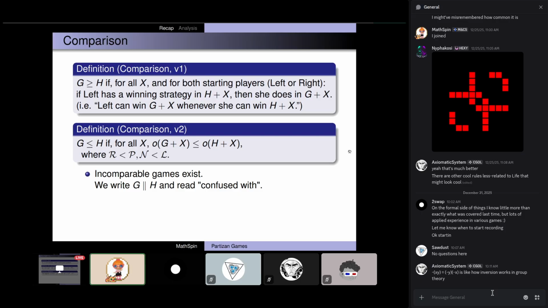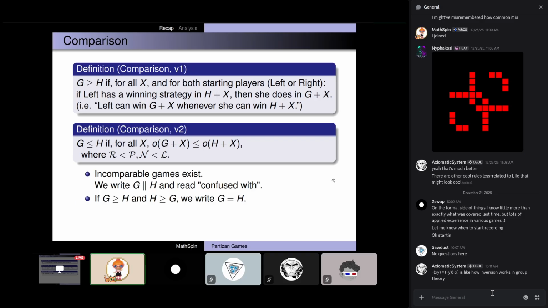One thing about this order, unlike, say, real numbers, is that there are games that are incomparable. So incomparable means G isn't less than or equal to H, and H isn't less than or equal to G. One notation that's sometimes used is these parallel lines. And sometimes in combinatorial game theory, we would say that G is confused with H. But you could also just say G and H are incomparable. Anyone who has done work with partial orders in math will be fine with that, and they might not be so familiar with confused with.